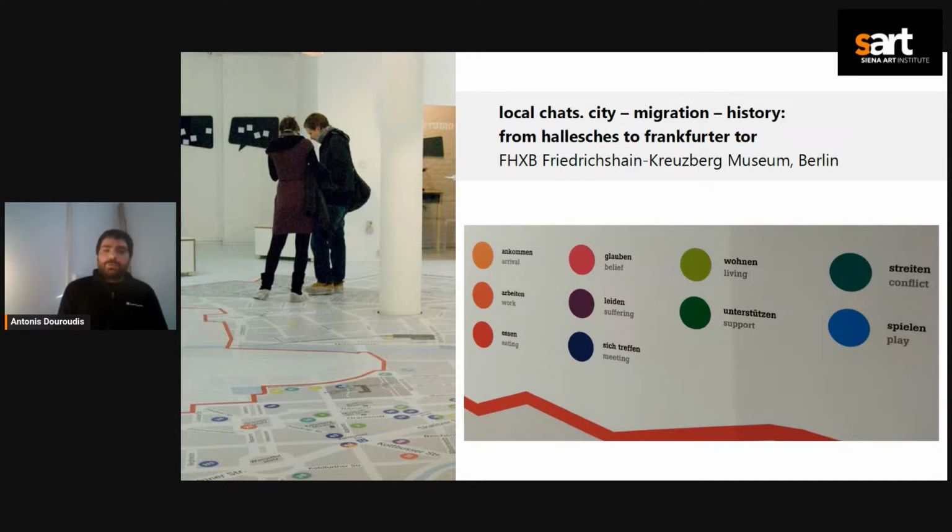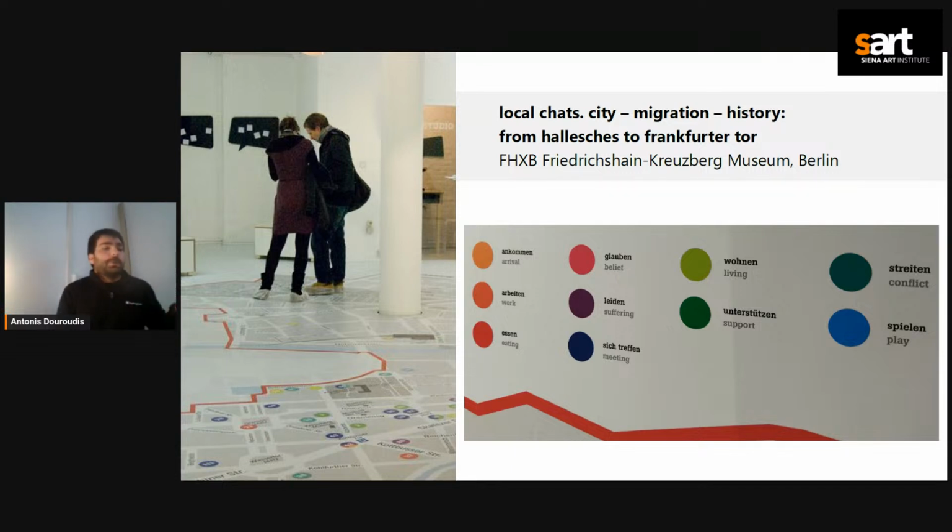Another exhibition from the museum that relates to that is called Local Chat, City Migration History. And in this exhibition, it is stressed how the city and the neighborhood have been changing through the migration waves that, through history, have been very crucial for the identity of the whole neighborhood. And this was an oral history project.